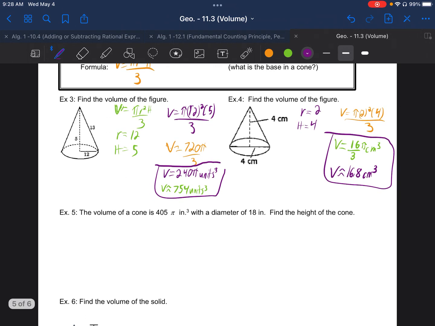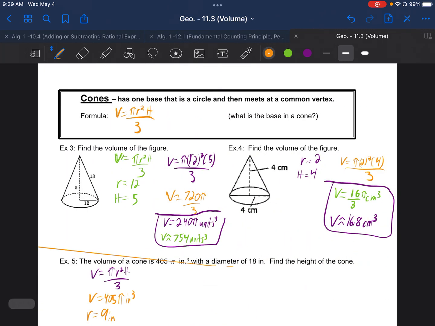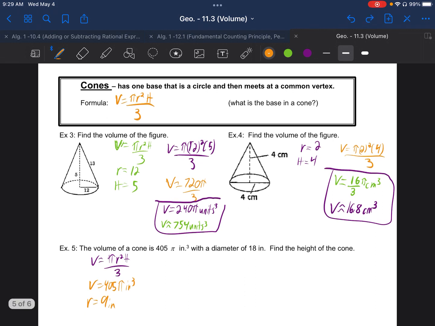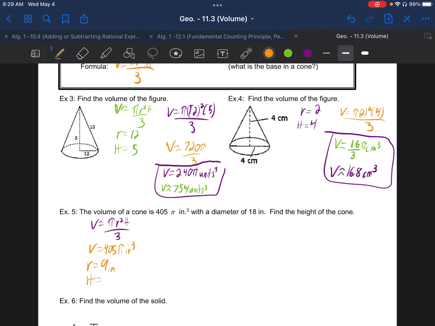Example 5, you're given the volume of a cone, and we're told it's 405 pi cubic inches. And you're told it has a diameter of 18, and we're asked to find the height. Well, let's first write down the formula. So volume is equal to pi r squared height over 3. This time we know the volume to be 405 pi cubic inches. We know the radius is 9 inches. We know that because the diameter is 18, and the radius is going to be half of that. What we don't know and we want to find is the height.